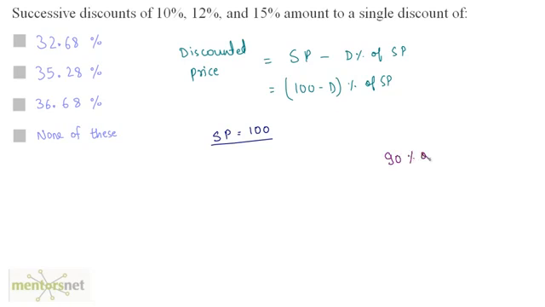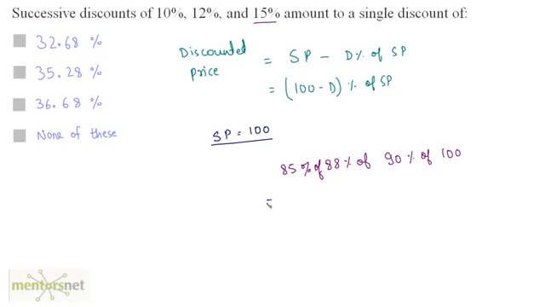So 90% of 100. Now this discounted price is again discounted by 12%, right? So again you are applying a discount of 12% on this discounted price. So 100 minus 12 is equal to 88, so 88% of this amount. Now again on this amount you are applying a discount of 15%. So you can again write 100 minus 15, which is 85% of this amount.